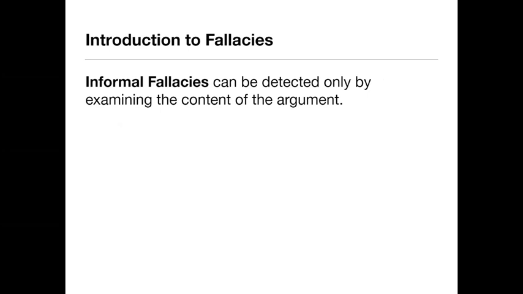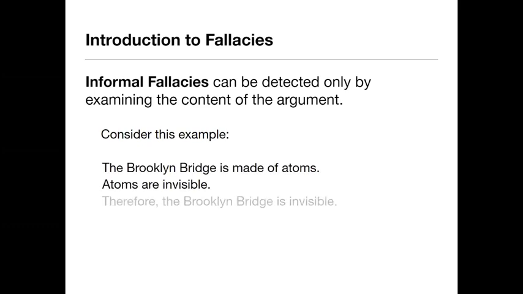More commonly understood fallacies are called informal fallacies, and these can be detected only by examining the content of the argument. So hopefully you're seeing the difference between a formal fallacy and an informal one. So if we take this example of a fallacy we're going to talk about in just a second, it has nothing to do with the structure, but rather the content and how the content is being used. So if we said the Brooklyn Bridge is made of atoms, atoms are invisible, therefore the Brooklyn Bridge is invisible. There's something wrong with the content of this argument, not so much the structure or form.